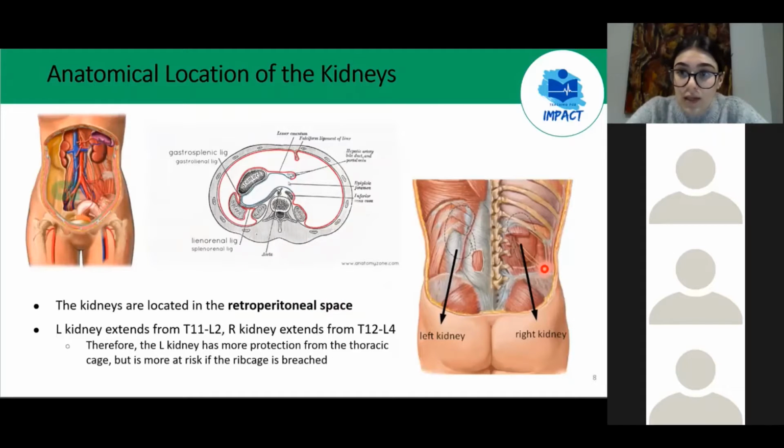Having a look at the actual location of the kidney as well, the right kidney sits slightly lower than the left, with the right kidney extending from T12 to L4 and the left kidney extending from T11 to L2. What that means is that the left kidney is actually more protected by the rib cage. But then again, if the rib cage is breached, the left kidney is more likely to be damaged than the right kidney. So a little bit of extra protection for the left kidney there, but not a great thing if you break a few ribs.